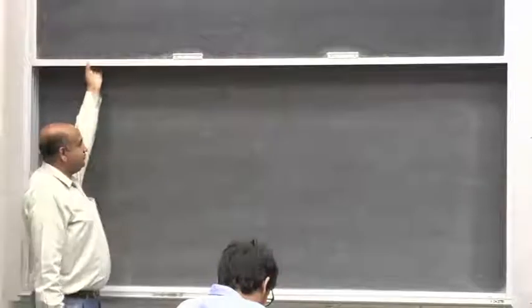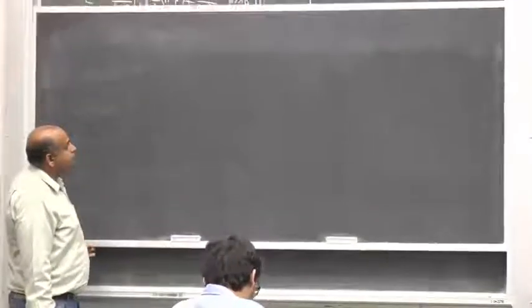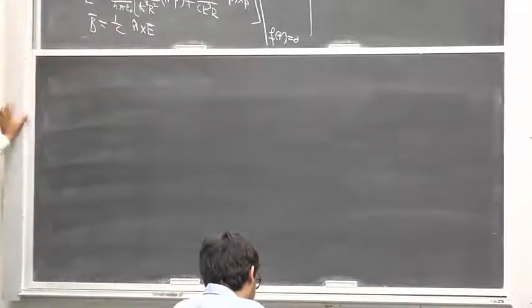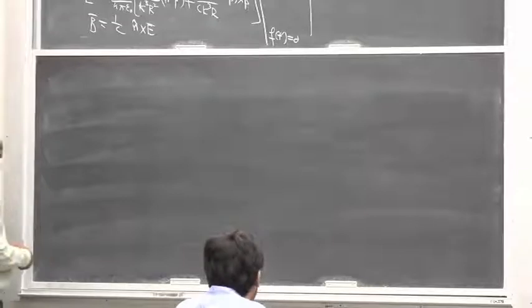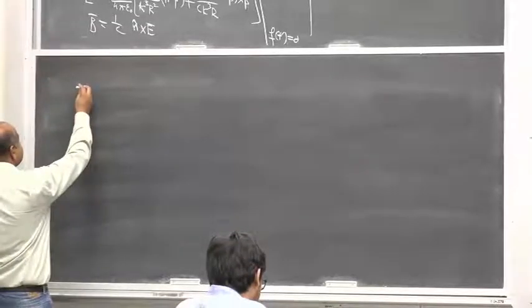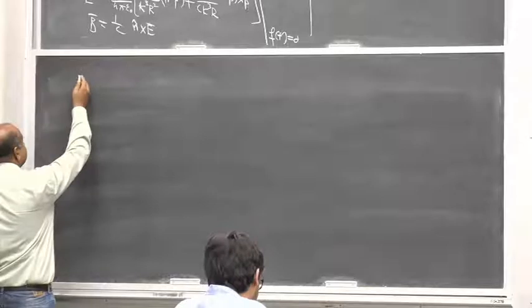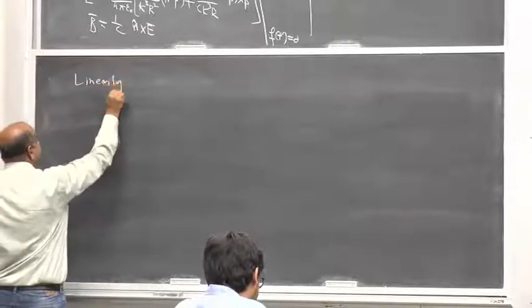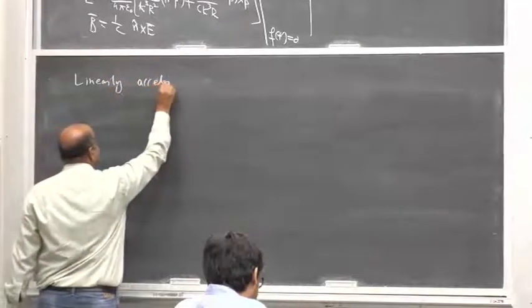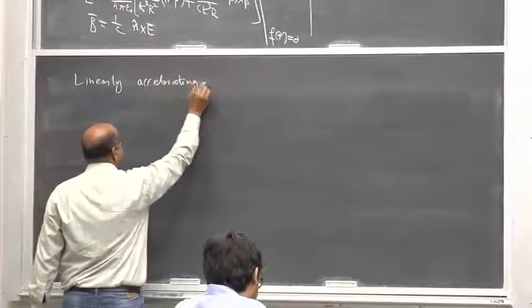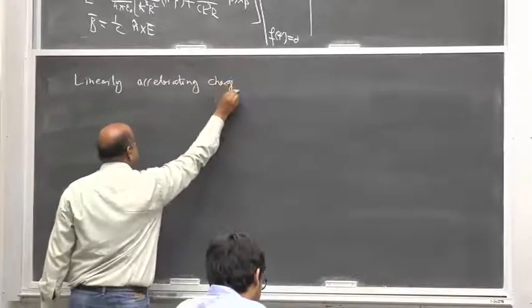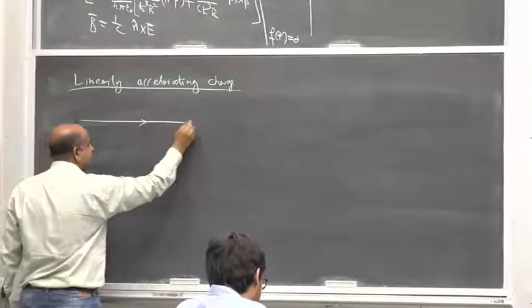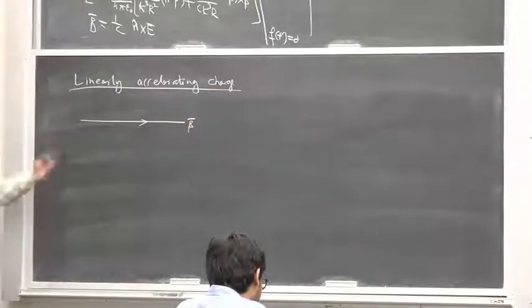so this is the formalism that we have, and let's today discuss two special cases. So this is the general field that we have. So let me now specialize it to perhaps the simplest possible case, and that is linearly accelerating charge. That the charge is moving in a straight line, first of all. So this is the direction of beta. You can imagine a linear accelerator.